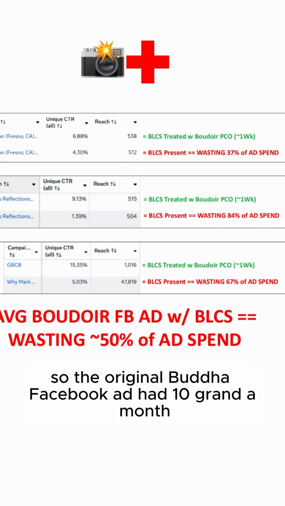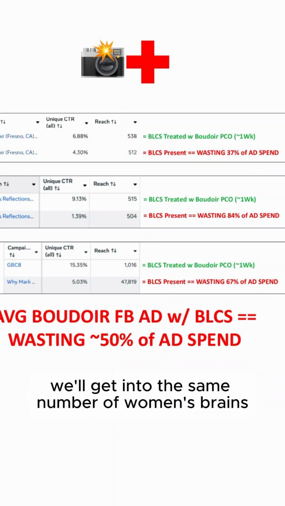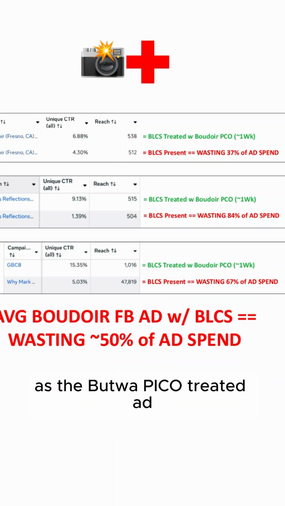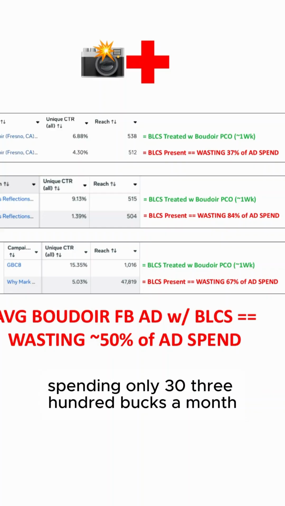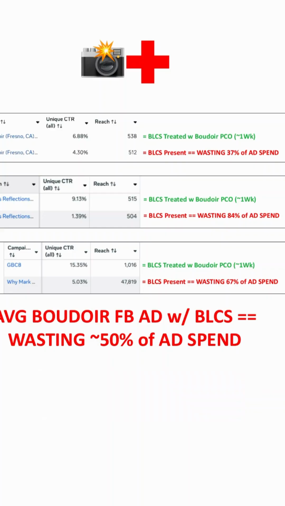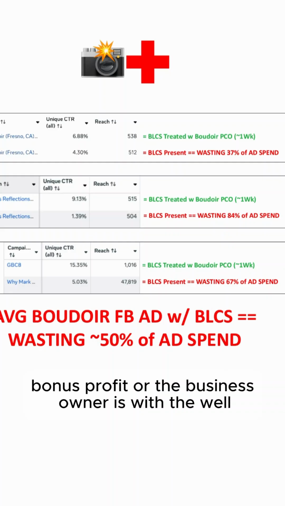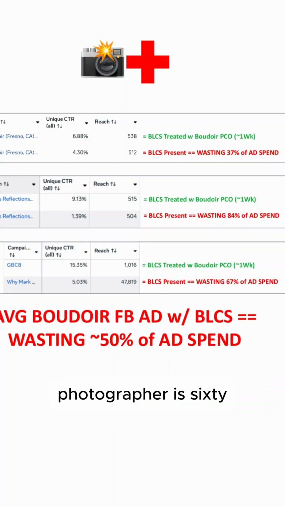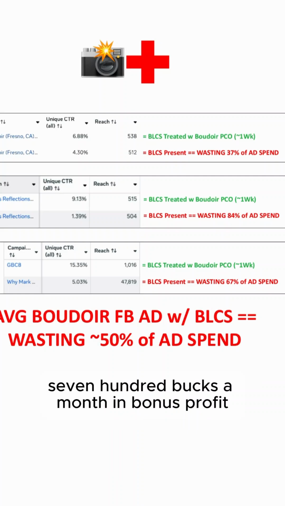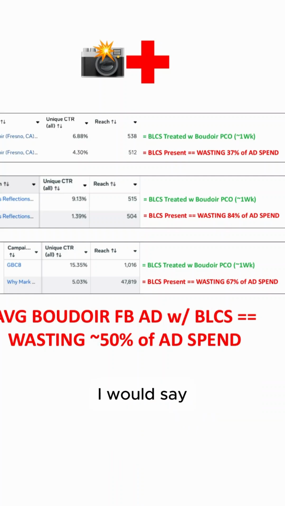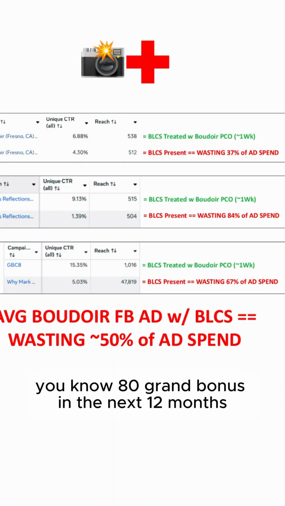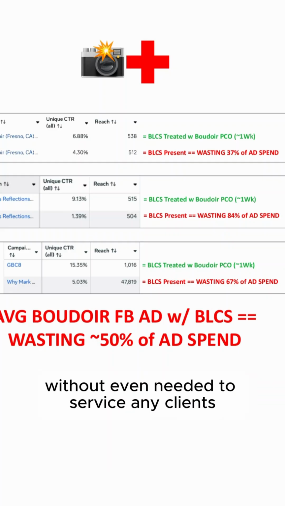So the original Boudoir Facebook ad at 10 grand a month will get into the same number of women's brains as the Boudoir Pico treated ad, spending only 3,300 bucks a month. So that whole difference, we're pocketing as a bonus profit, or the business owner is, the boudoir photographer is. 6,700 bucks a month in bonus profit by simply not spending that money. I would say, 80 grand bonus in the next 12 months. So insanely good without even needing to service any clients.